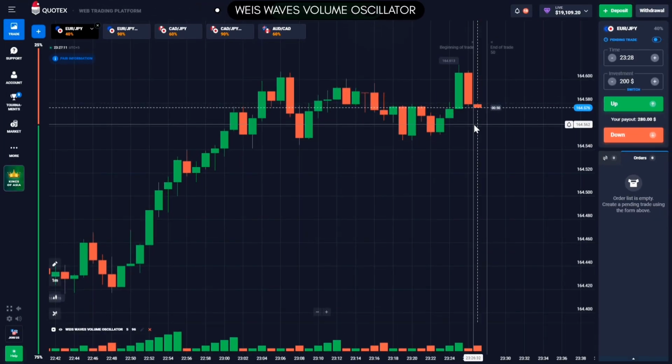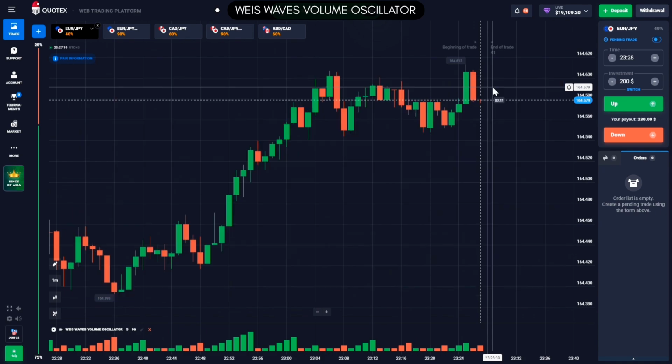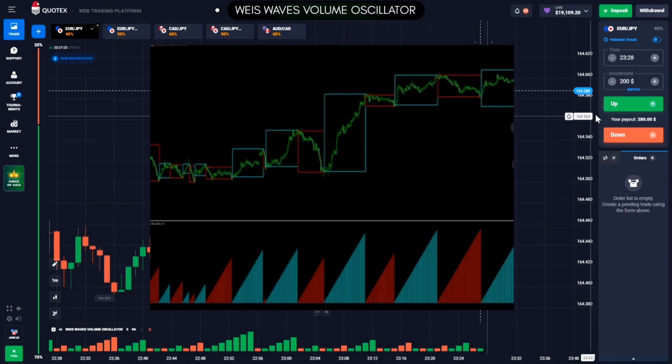Divergence. Price making higher highs, but waves show lower volume, indicates weak momentum and possible reversal. Price making lower lows, but waves show higher volume, potential trend exhaustion.